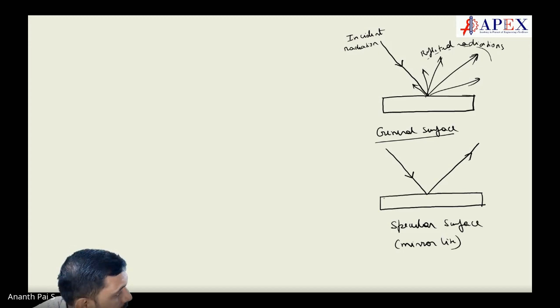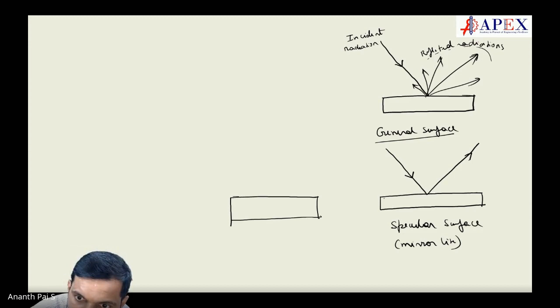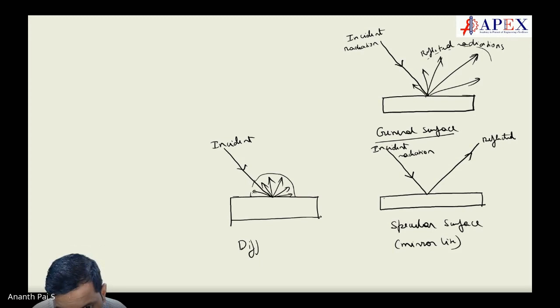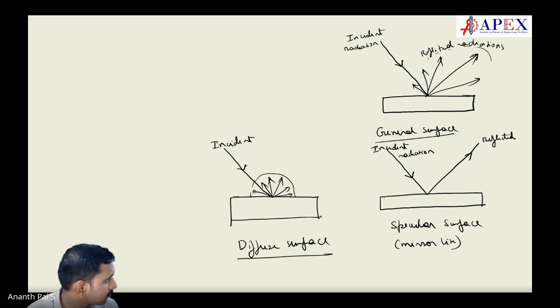Then there is another one called a diffuse surface. I'll write it here. The third one can be a diffuse surface. This is incident radiation. This is reflected. This is incident. And then you have a reflector. It is reflecting in all directions equally, not differently, equally. Then such a thing is called a diffuse surface, or reflection. Make sense?